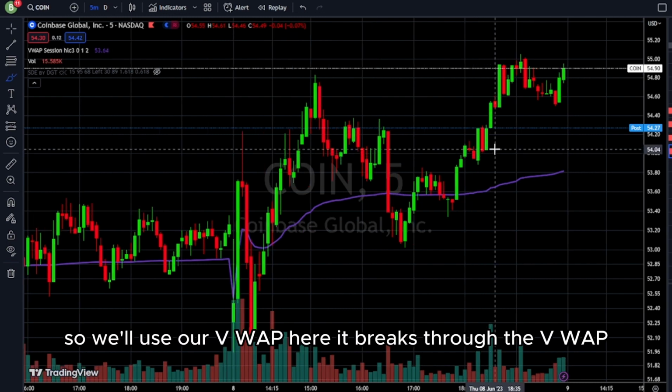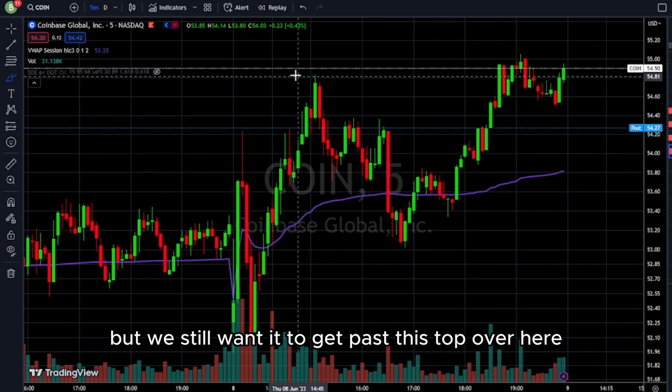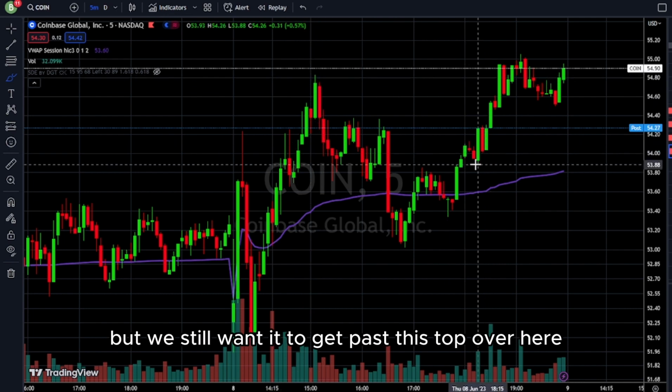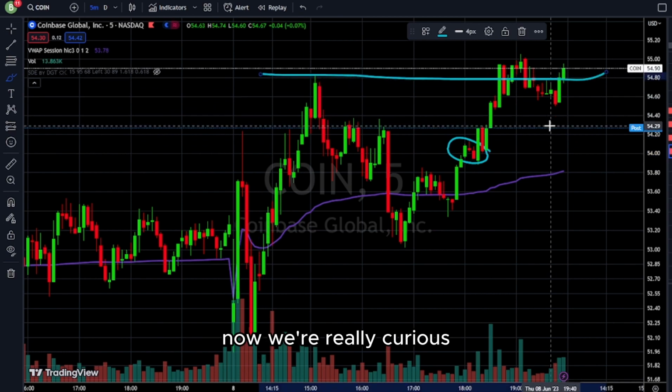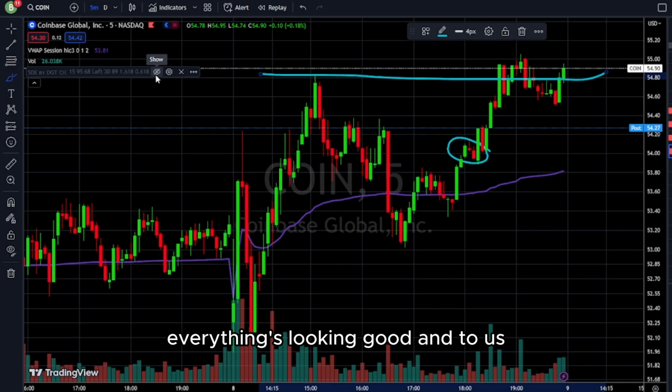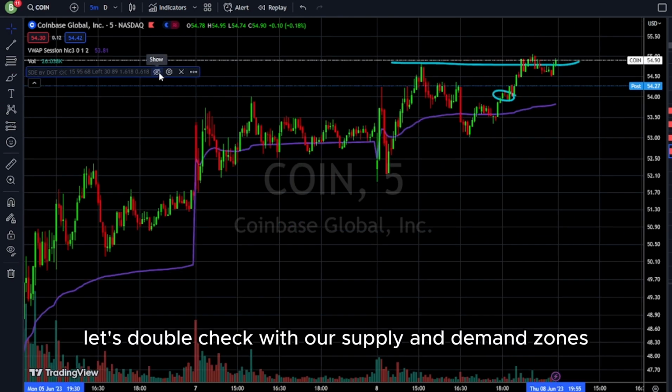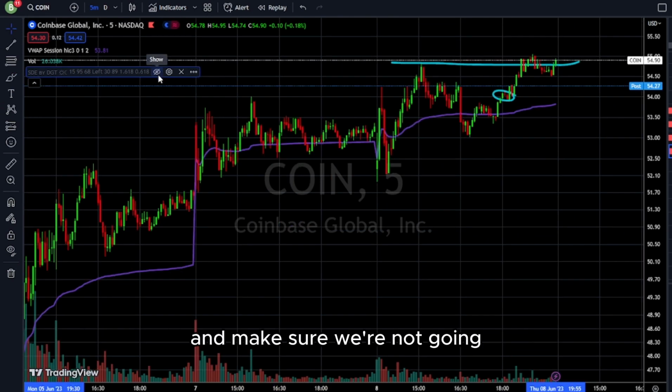It breaks through the VWAP, which is a very bullish signal, but we still want it to get past this top over here. Here's our initial signal to start watching it, and then once we get through this, now we're really curious. Everything's looking good, and to us, it looks like this might be going on a run. Just to be safe, let's double check with our supply and demand zones and make sure we're not going straight into a supply zone that would give us a little bit of resistance on the way up.